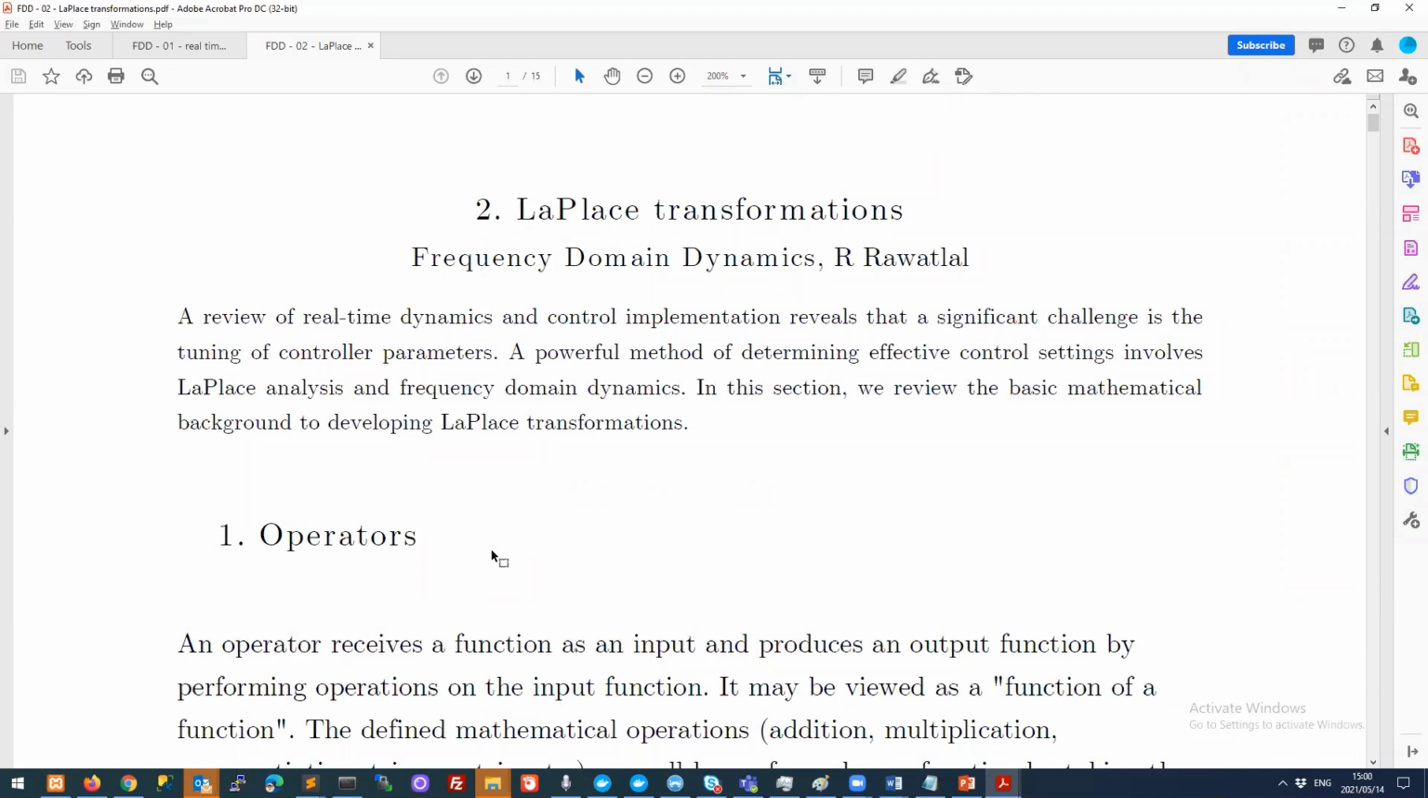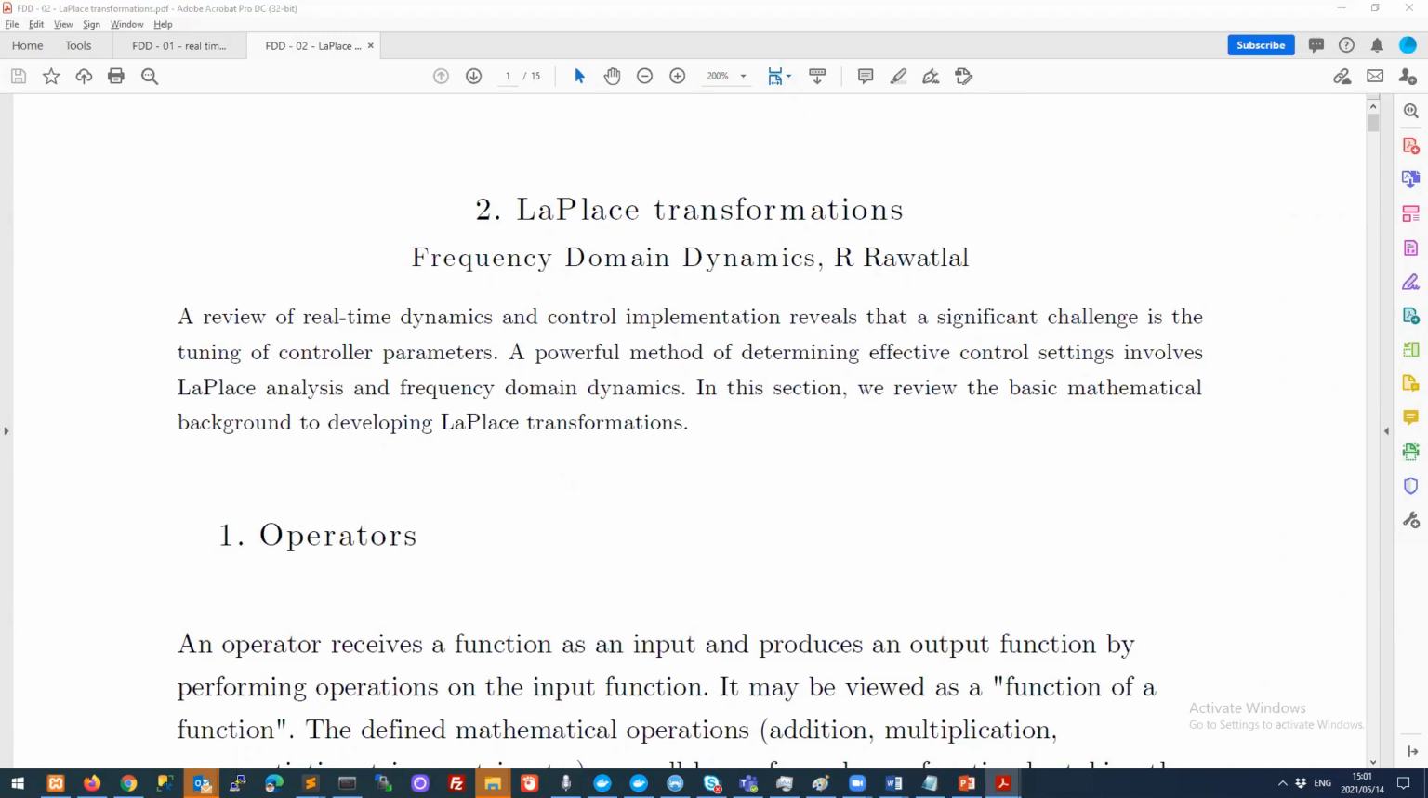Would you like to do the revision now or take a 10-minute break? So I'll take that to mean we are all very keen on continuing with Laplace transforms.